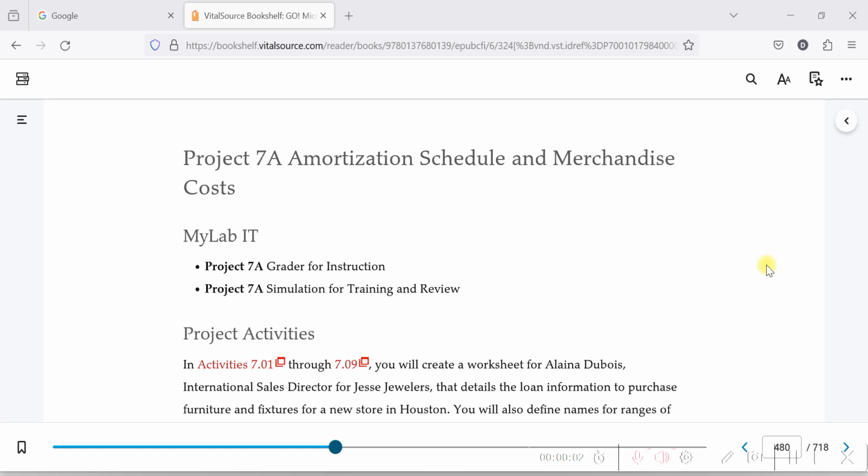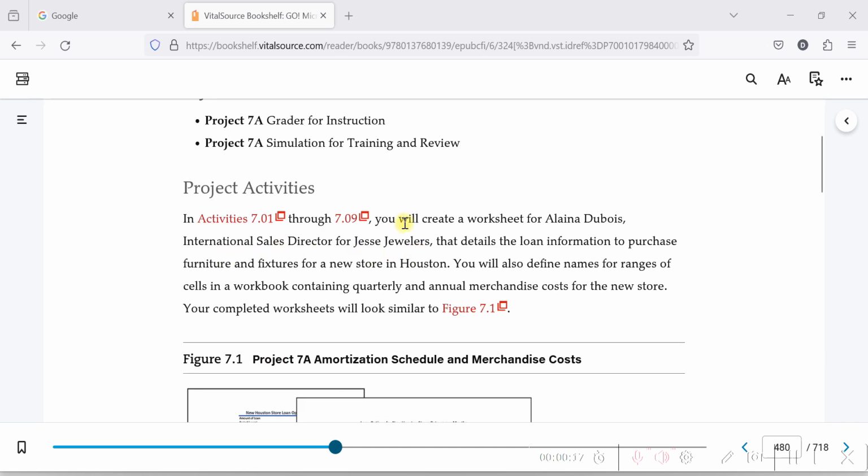Hey everybody, continuing on with the Excel book, we are going to continue on with Lesson 7, Project 7A. Very practical formulas and functions and techniques, especially for all of those of you going into finance and or business. So this particular section, and I believe also 8, is going to be particularly useful for you.